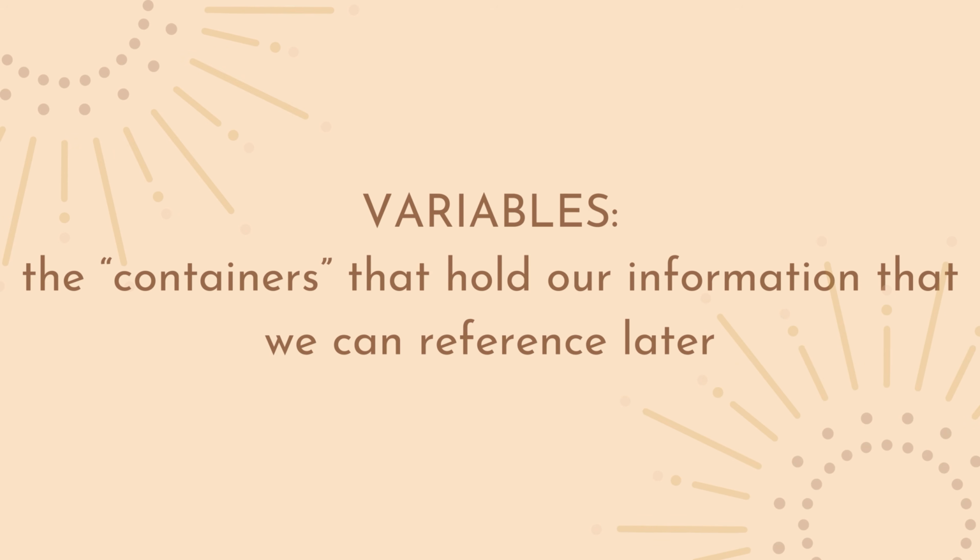The first is variables. Variables are like the containers that hold our information that we can then reference later. When coding, you normally have to create your own variables and then decide what information you want to store in them. But in Notion, it's a little bit different because technically our database properties are our variables. Now you can create variables that are not part of your normal database properties, and I'll touch on those a little bit later.